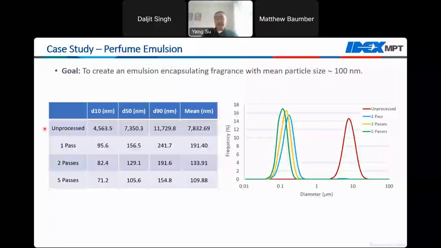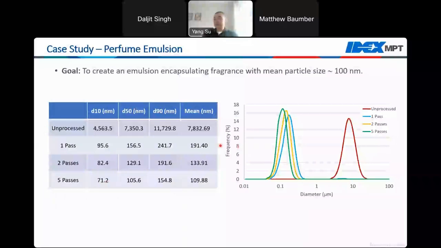So we worked with one of the leading cosmetic companies to help them process the formulation they developed for emulsion to encapsulate fragrance. And as I mentioned before, to be able to help to achieve a desired appearance of the final product. In this case here, we were looking to reduce the particle size greatly to about 100 nanometers.